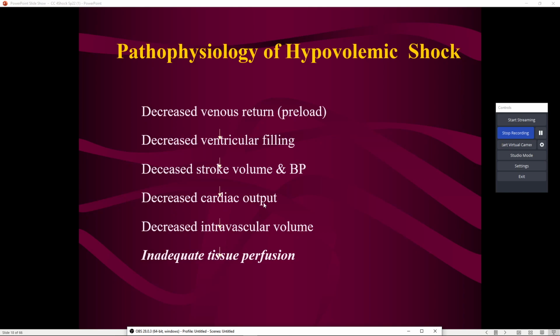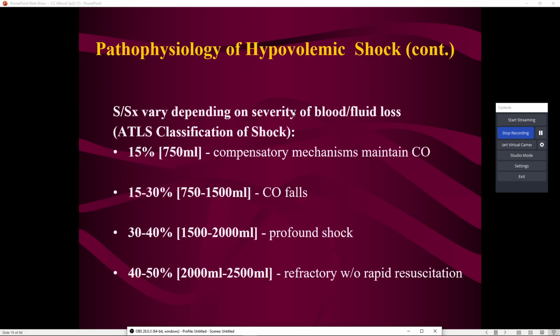Decreased cardiac output, decreased intravascular volume available, resulting in inadequate perfusion. I literally don't have enough to pump, is how this slide should read. So, anyway, pathophysiology. Signs and symptoms vary, and that is very true. If we're losing blood versus losing fluid, we have a very different discussion on our hands.